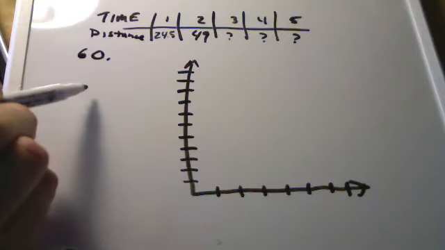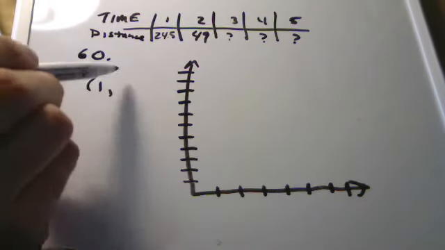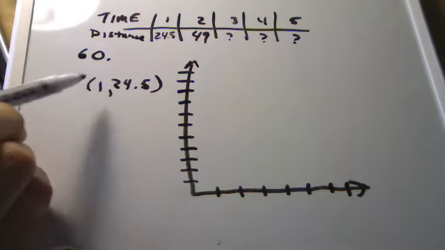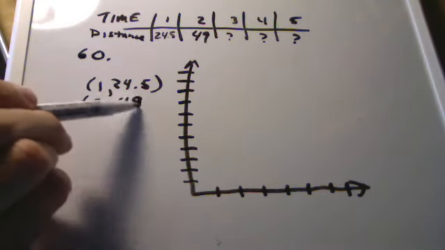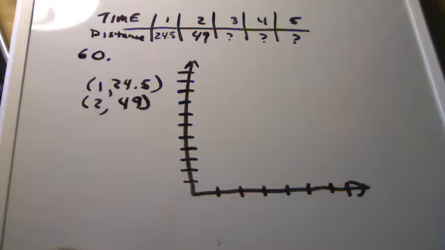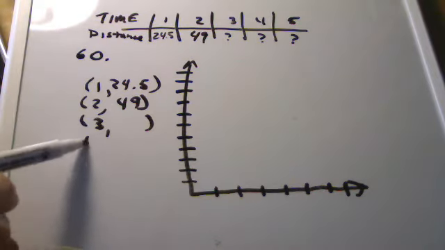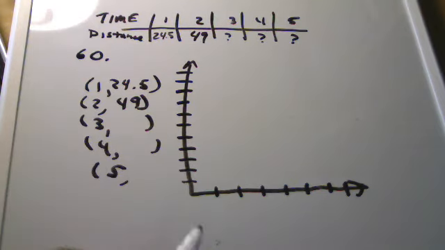So the first ordered pair is 1 and 24.5. The second one would be 2 and 49. The other ones we have to fill out and find out on ourselves. 3, 4, and 5.